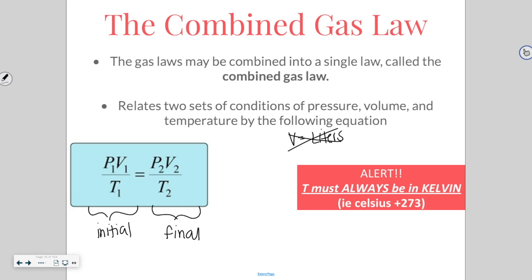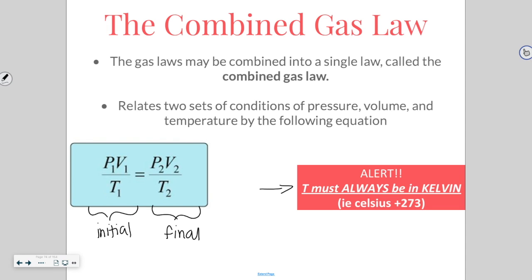So if volume on the left is in liters, then your volume on the right must be in liters. If volume on the left is centimeters cubed, then volume on the right would need to be in centimeters cubed. And same thing with pressure. If pressure on the left was ATMs, then pressure on the right would need to be ATMs. If it was kPa, the right would need to be kPa. So again, it doesn't matter what units you use for pressure and volume as long as they are the same. Temperature though, temperature must always be in Kelvin.